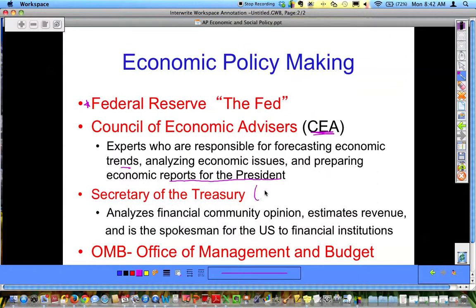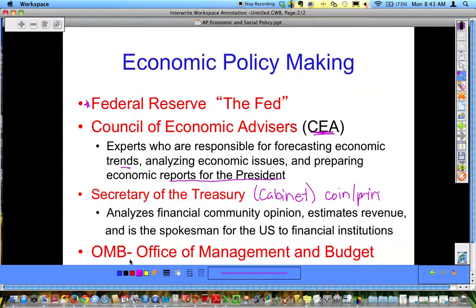Now, the Secretary of the Treasury is a cabinet-level position, so it is a bureaucratic area. Remember, the Treasury is in charge of coining and printing money. So the Secretary is in charge of making the money. If you pull out your dollar bill, their signature is on the money. They analyze financial community opinion, estimate revenue in and out of the country, and are the spokesman for the United States to financial institutions such as the Federal Reserve. So the Secretary of the Treasury is a major player in the economy, but they have to work hand in hand with the Federal Reserve, who supplies the money in and out of the economy.